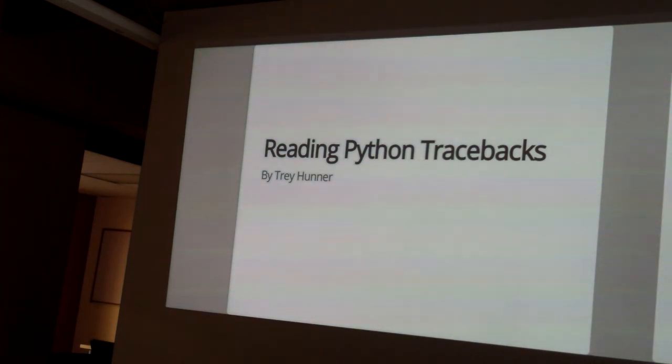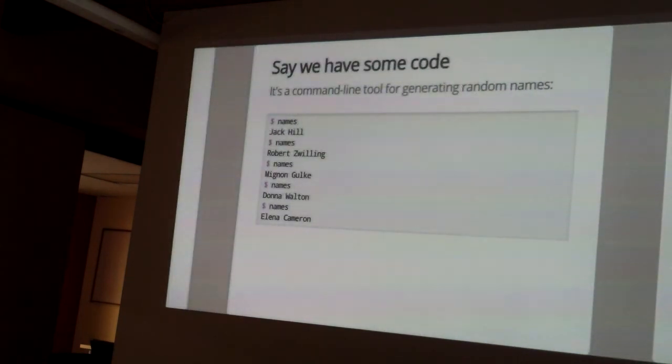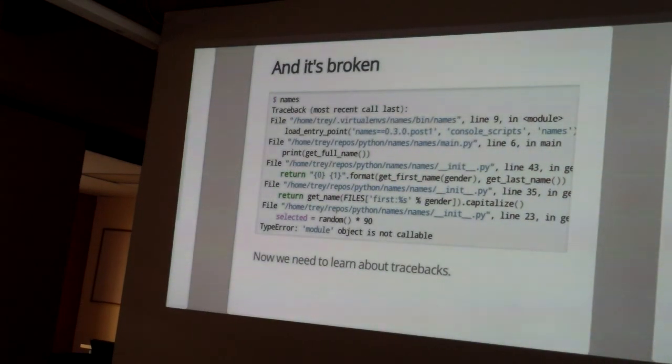So, tracebacks are scary. At least the first couple dozen, maybe a couple hundred times I saw them, I didn't like them. So we have some code, a command line tool for generating random names. You type names, it generates a name. This is the idea of how it's supposed to work. Unfortunately, it's broken. We type names and we get this really ugly traceback. So we need to learn about tracebacks.